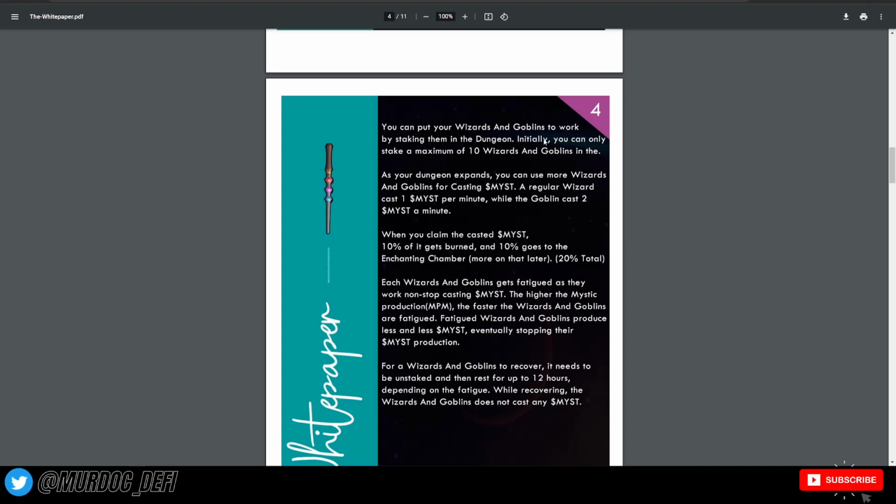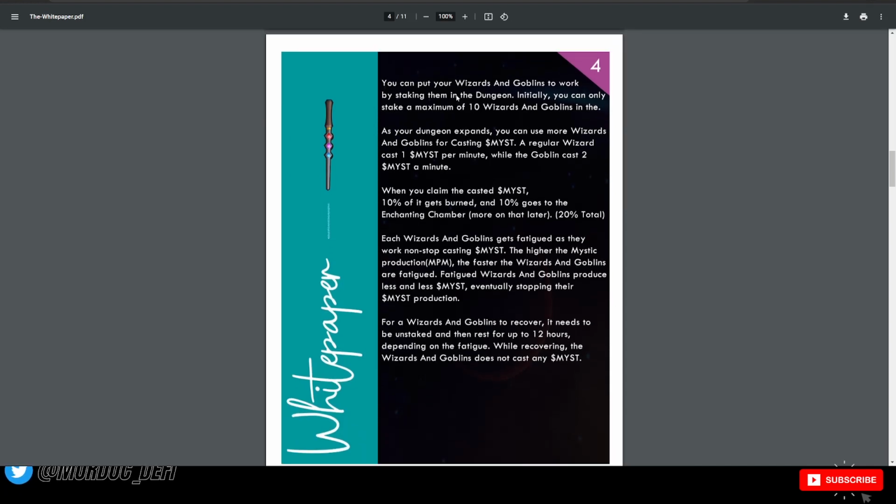Initially, you can only stake a maximum of 10 wizards and goblins in the dungeon. Then as your dungeon expands, you can use more wizards and goblins for casting mist. A regular wizard casts one mist per minute while the goblin casts two mists per minute. When you claim the casted mist, 10% of it gets burned and 10% goes to the enchanting chamber. More on that later. So that's 20% in total on claim tax.